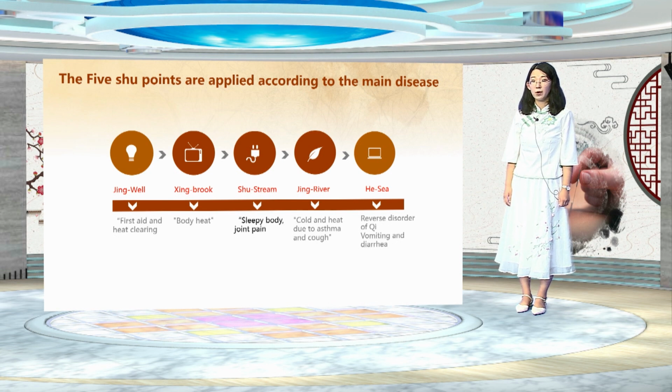The he point is located near the elbow and knee joint, which is equivalent to the sea, and is responsible for the reverse disorders of qi. They can treat gastrointestinal symptoms such as nausea, vomiting, diarrhea, and so on.